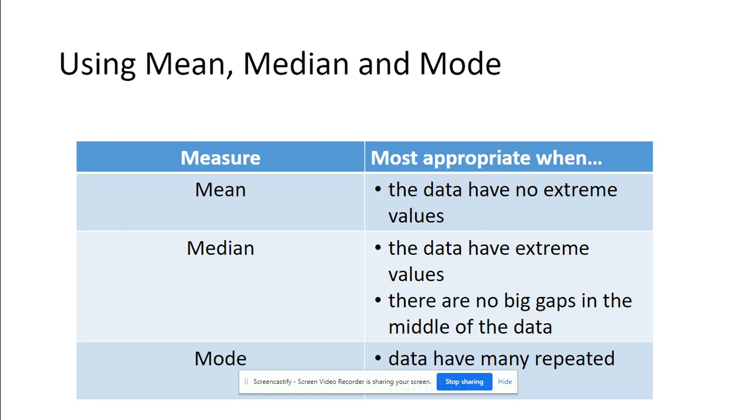So mean is best used if everything is kind of clustered together, and then the median is best if the data has those extreme values, which is kind of the opposite statement of no extreme values. And then finally, the mode is usually kind of the easiest one. When you see a number that's repeated frequently over and over again, that's the best time to use the mode.